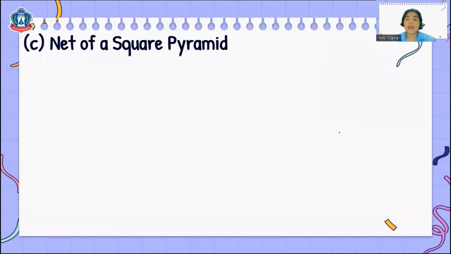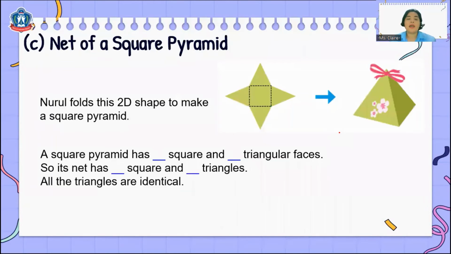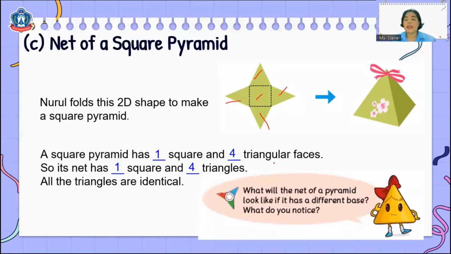Now let's have the net of a square pyramid. Nurul folds this shape to make a square pyramid. Look at the shape, this one. A square pyramid has 1 square, this one in the middle, and 4 triangular faces. So these are the triangular faces. So its net has 1 square and 4 triangles. All the triangles are identical. What will the net of a pyramid look like if it has a different base? Let's say a rectangle or a triangle. So how does it look?